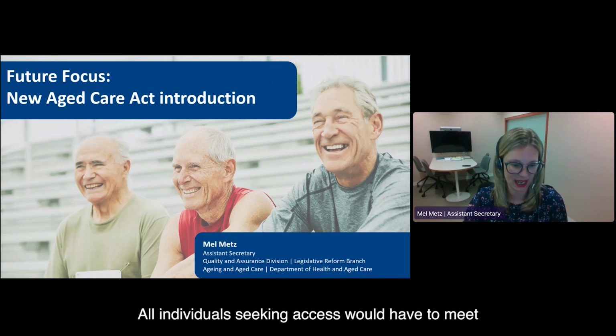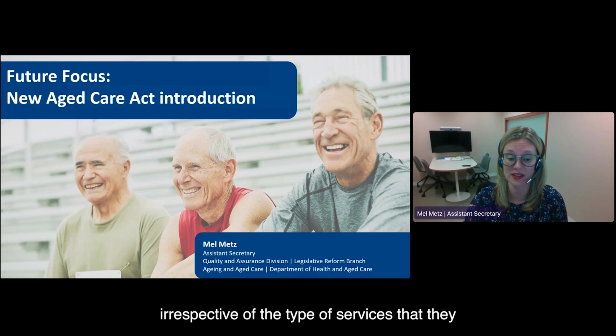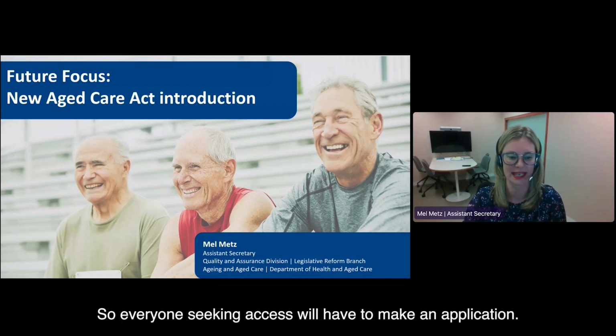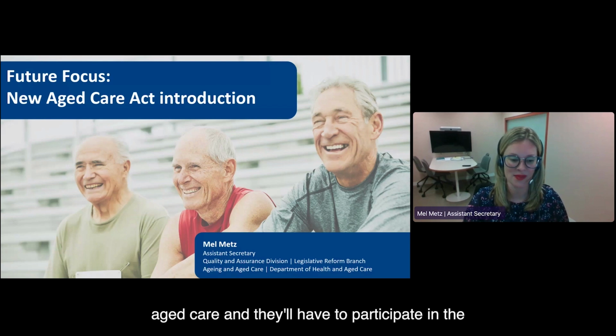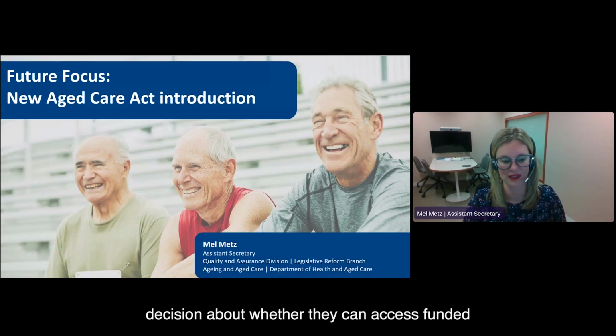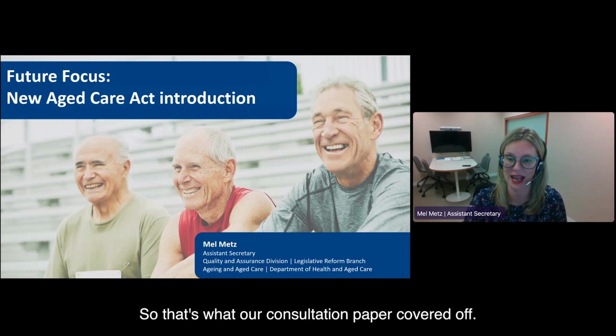All individuals seeking access would have to meet certain threshold eligibility requirements, irrespective of the type of services that they require access to. So everyone seeking access will have to make an application. They'll have to show that they have some need for aged care, and they'll have to participate in an individual needs assessment, which will lead to a decision about whether they can access funded aged care services, which ones and when. So that's what our consultation paper covered off.